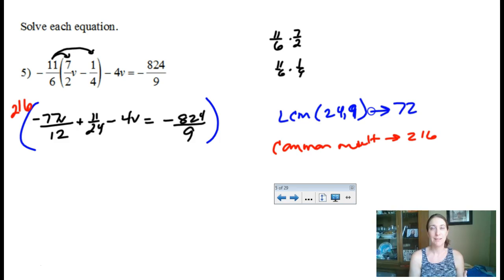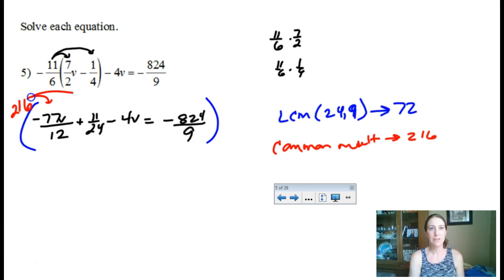So my word of advice is just decide where you want to spend your energy. If you have a calculator, who cares? Because you're going to type it. If you can't use a calculator, then that's kind of bad news. If you want to make the problem as easy as possible, in that case, I would try to use the smallest common multiple if possible.